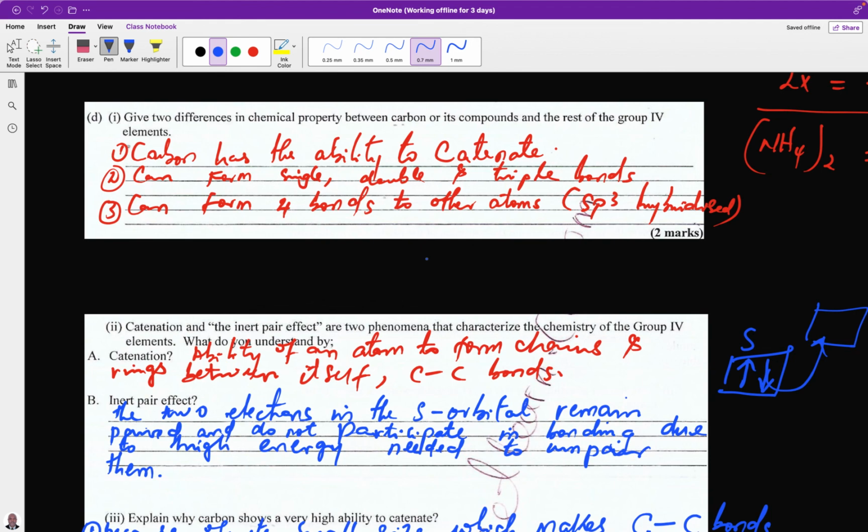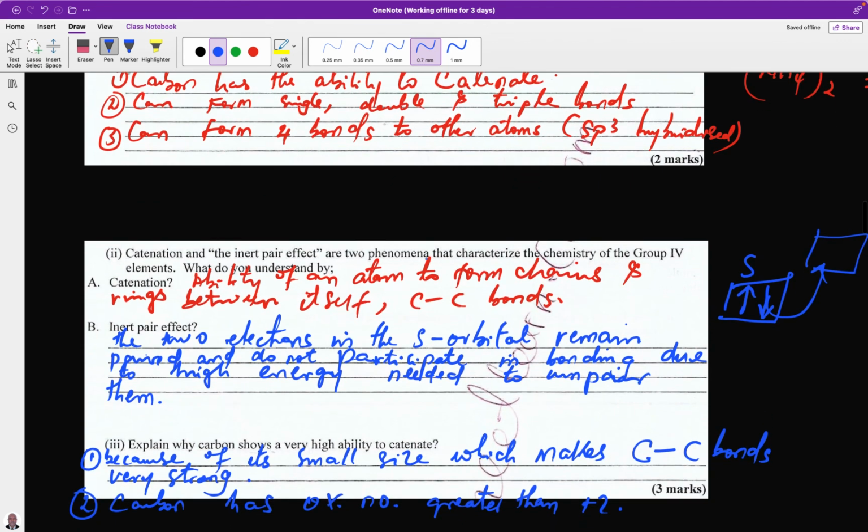Now, what is an inert pair effect? I said an inert pair effect is a phenomenon where the 2 electrons in the s orbital remain paired. They remain paired and do not participate in bonding due to the high energy needed to unpair them.